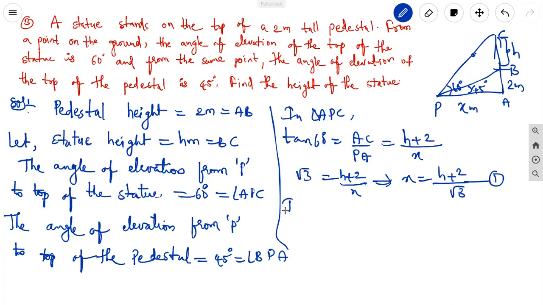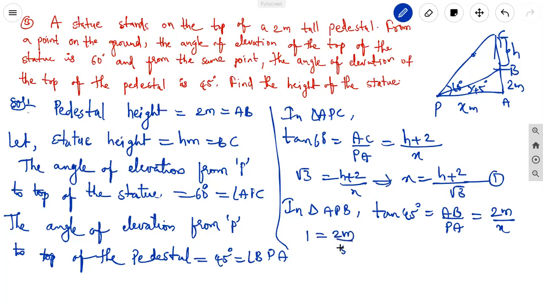Next, in triangle APB, tan 45 degrees is equal to AB, the opposite side, by PA, the adjacent side. AB is the pedestal height, PA is the distance from the foot of the pedestal to the point. So tan 45 degrees value is 1. So 1 is equal to 2 meter by X. From this, X is equal to 2 meter. Let it be equation 2.